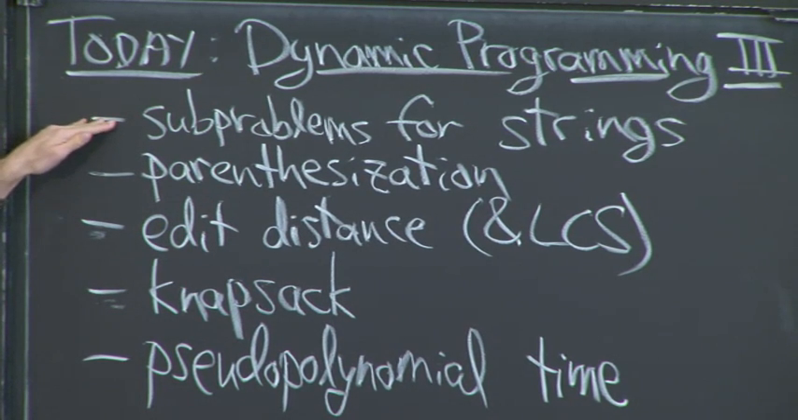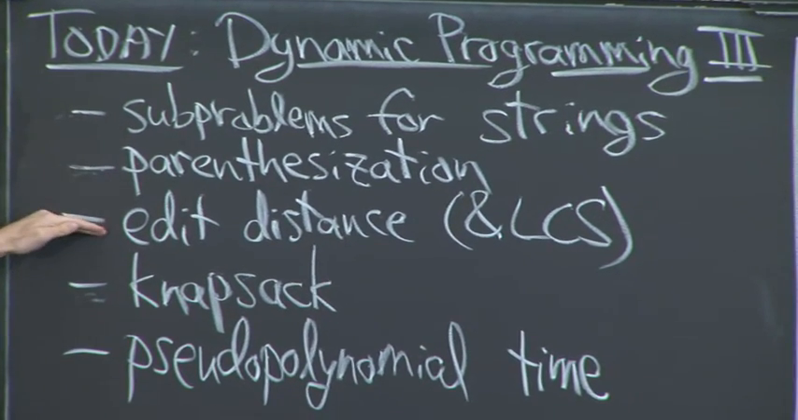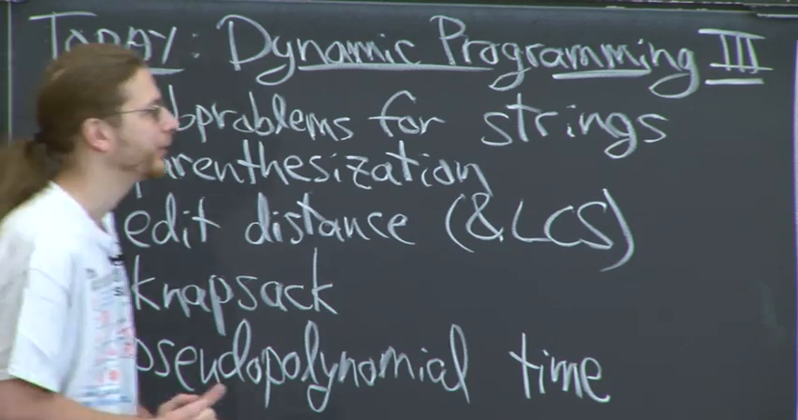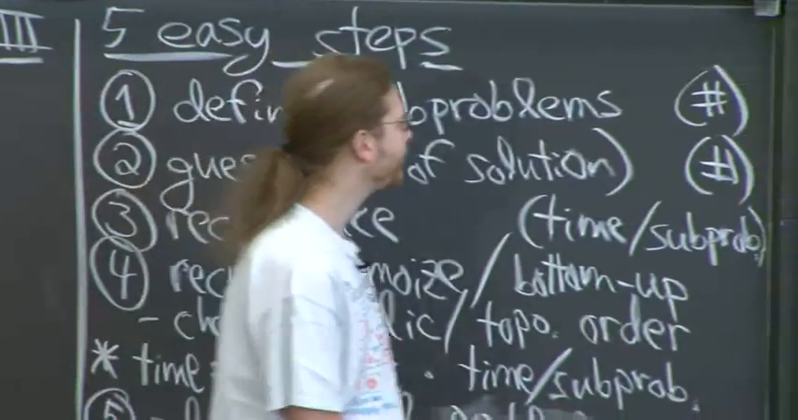One is about how to deal with string problems in general with dynamic programming. The first two, and a previous lecture, are all about strings in a certain sense, or sequences. And we're going to introduce a new concept, kind of like polynomial time, but only kind of sort of, pseudo-polynomial time. Remember dynamic programming in 5 easy steps.